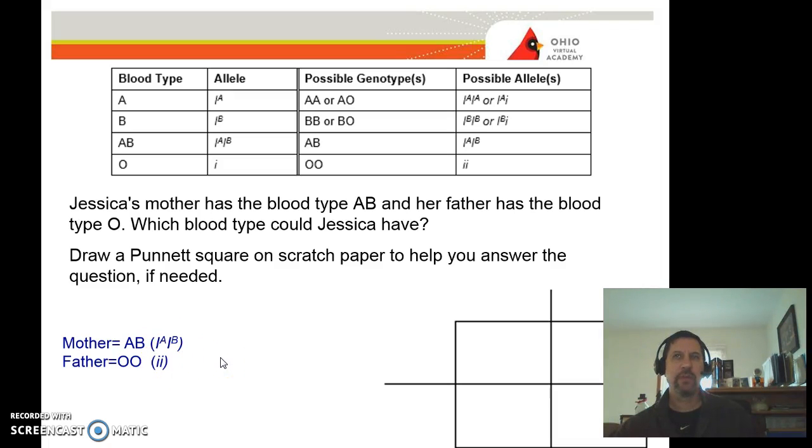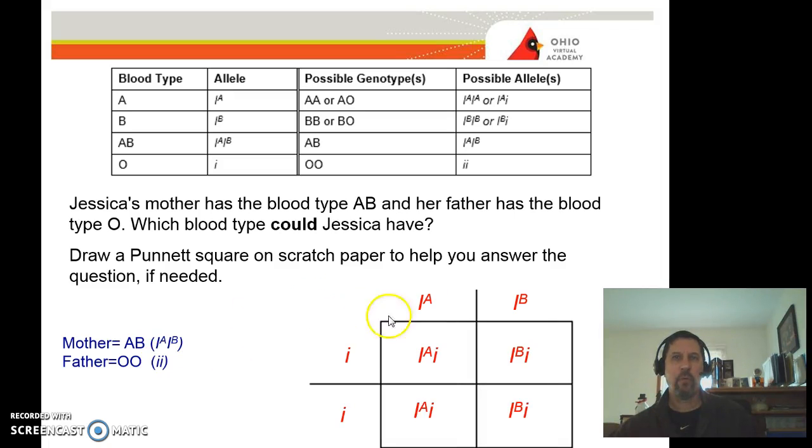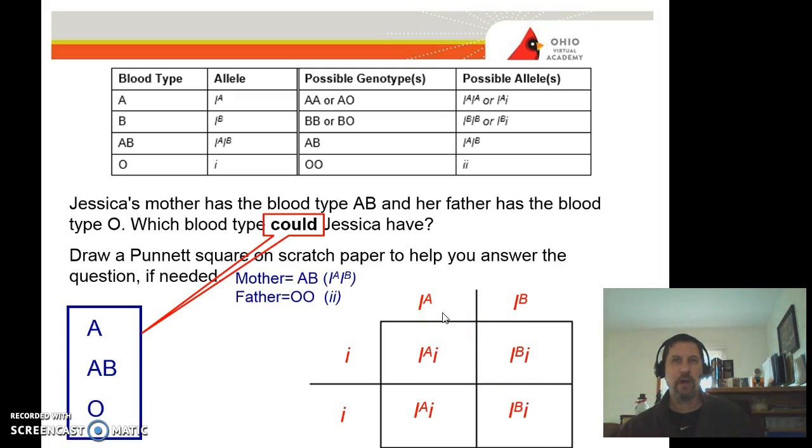So what do we do next? Well, we've got to figure out what possible combinations could yield this. Now here is the father's side, here's the mother's. So what are the possible combinations that she could have? Well, she could have AO or she could have BO. Okay, so those are what we're looking for. But the answers that they give you are what? Which blood type could Jessica have? So they're listing A, B, and O.